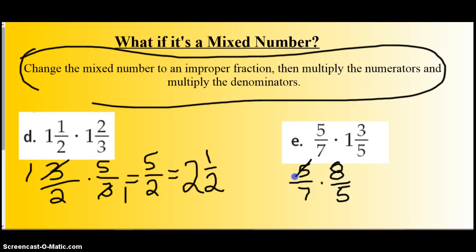Again, I see another shortcut here. Nice. 5 divided by 5 is 1. 5 divided by 5 is 1. Multiplying straight across. 1 times 8 is 8. 7 times 1 is 7. Again, this is an improper fraction, 8/7. 7 goes into 8 once, 1 left over, denominator stays the same. So instead of 8/7, it turns out to be the mixed number 1 1/7.